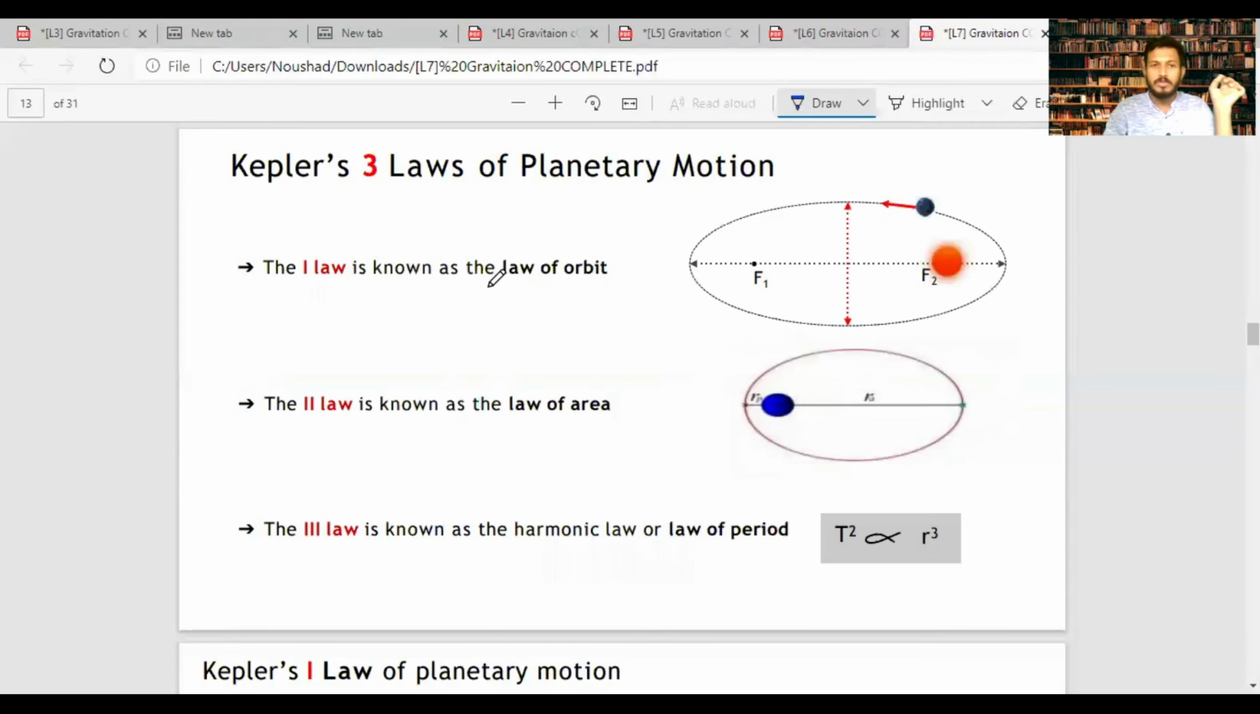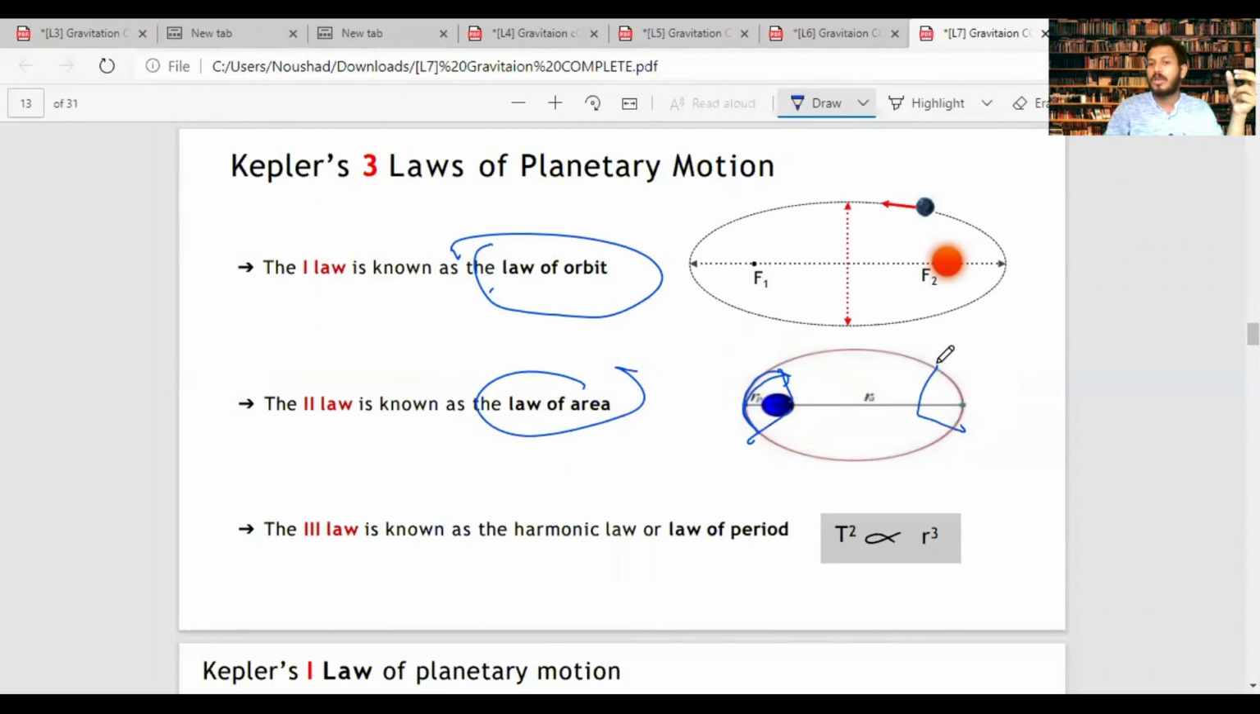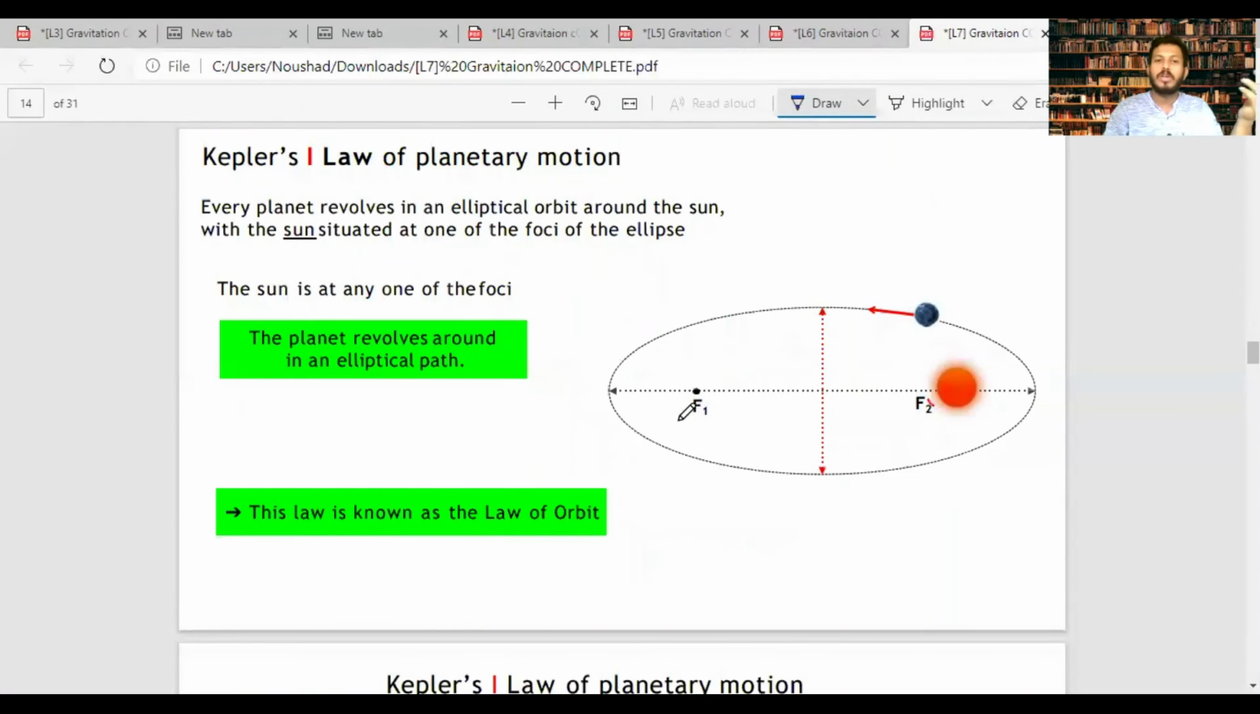Kepler's laws of planetary motion. The first is called the law of orbit: every planet revolves around the sun through an elliptical orbit. The second law is called the law of area: equal areas are swept in equal times. The third law is that T square is proportional to r cube: the time period square is proportional to r cube.